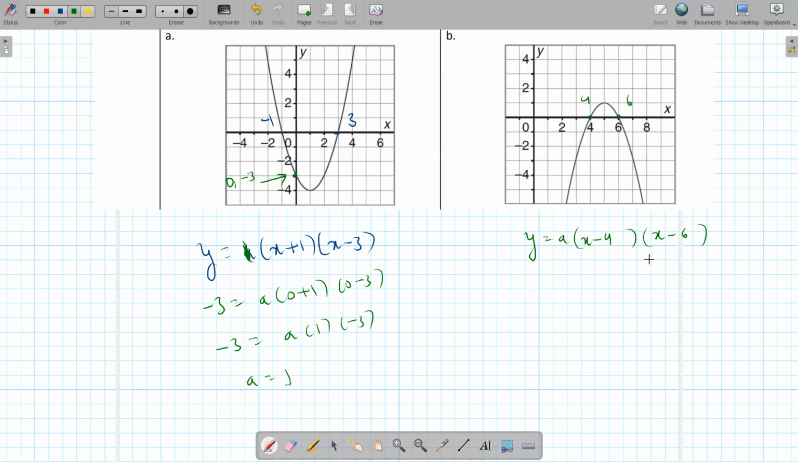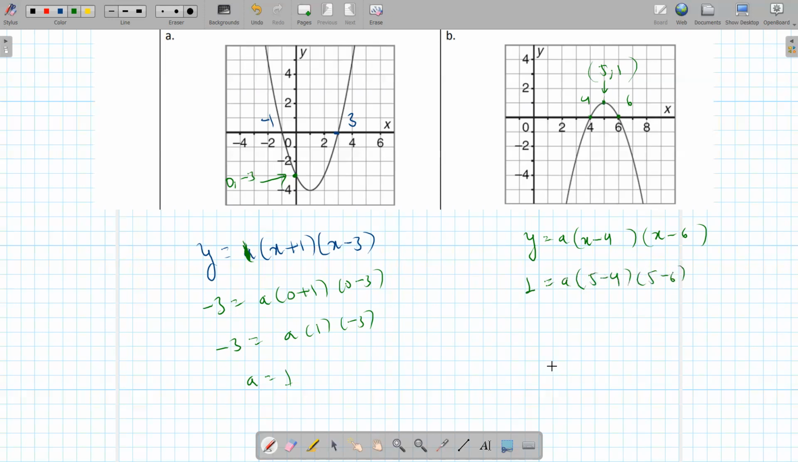Look at the vertex. 1 and 5. It's always x comma y, okay? So it's at 5 and 1. That point right there is 5 and 1. So we want to plug the y value as 1. That's going to give us an x value of 5, like that.